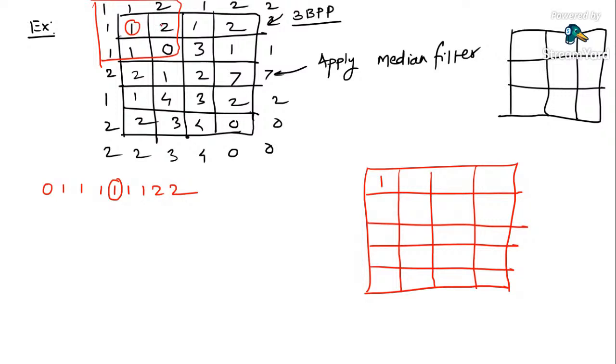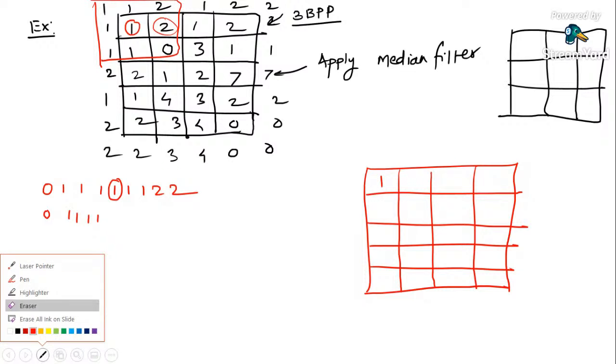Now shift the mask to this location. So again, at that location, what are the values? 0, 1, 1, 1, 1. How many ones are there? This mask will be like this.